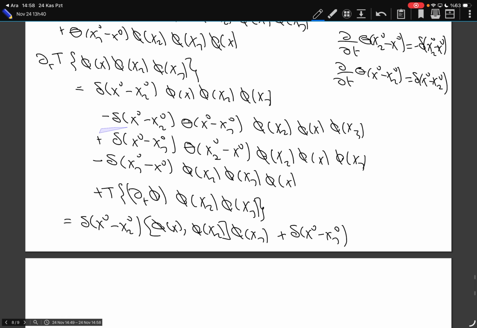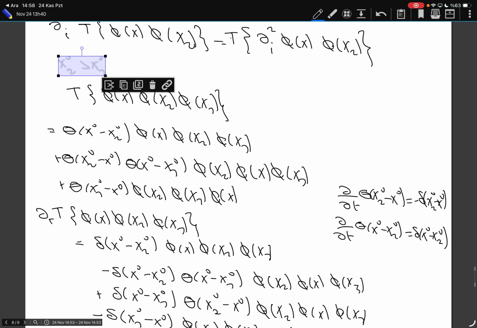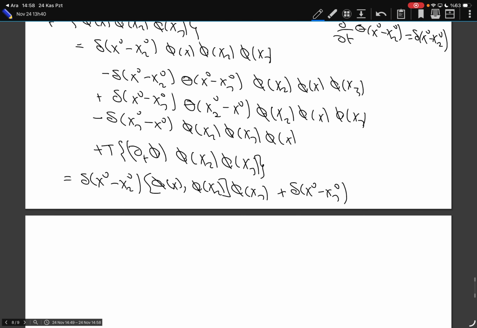And again, if you look at this term over here, that step function, if I use the Dirac delta, that step function becomes x2^0 minus x3^0. Again, that is 1 by my initial assumption over here. So I end up having phi of x2, commutator of phi of x and phi of x3, plus time ordered product.